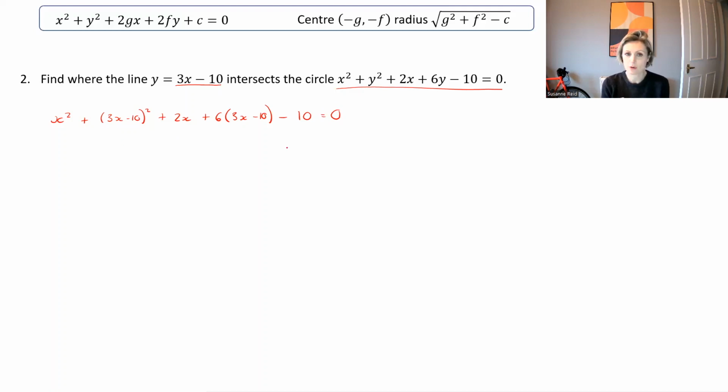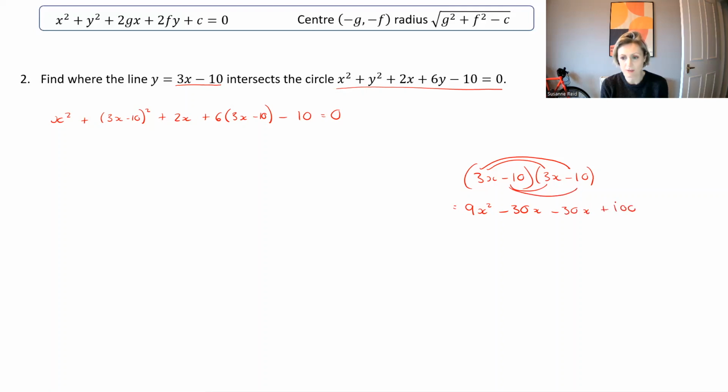Now let me talk about the squaring. There's quite a lot of squaring going on in this video. So I'm going to show you the long way of doing it and then the quicker way of doing it. I'm just going to do that over here. So if you've got 3x minus 10 squared, that means 3x minus 10 times 3x minus 10. So 3x times 3x is 9x squared. 3x times minus 10 is minus 30x. And minus 10 times 3x is another minus 30x. And minus 10 times minus 10 is plus 100. So it's 9x squared minus 60x plus 100.